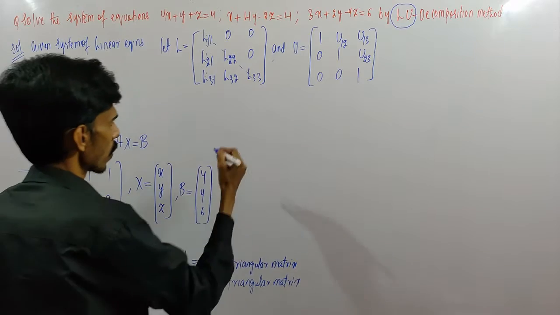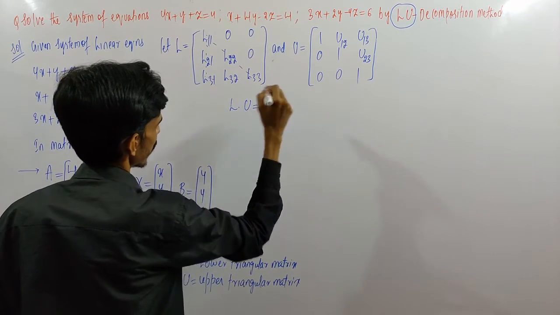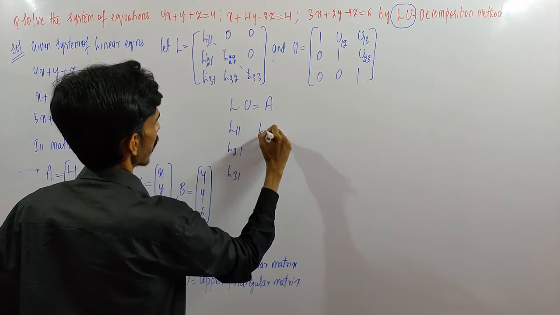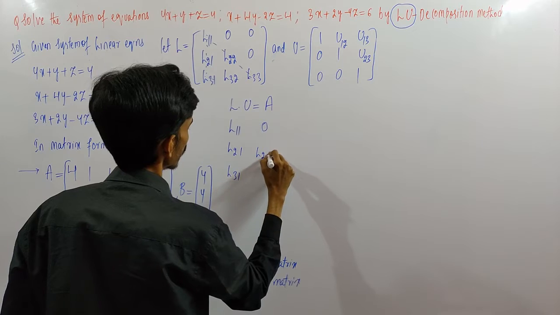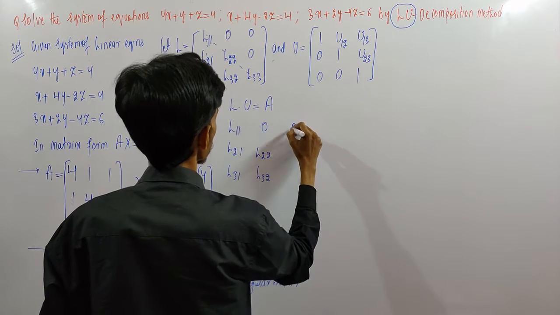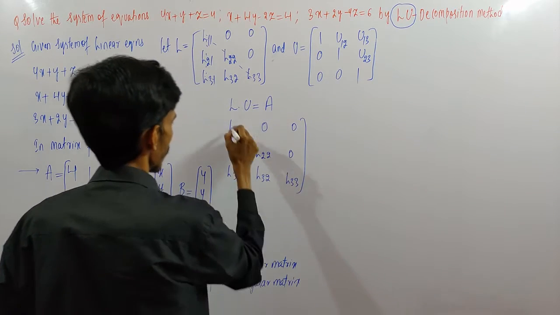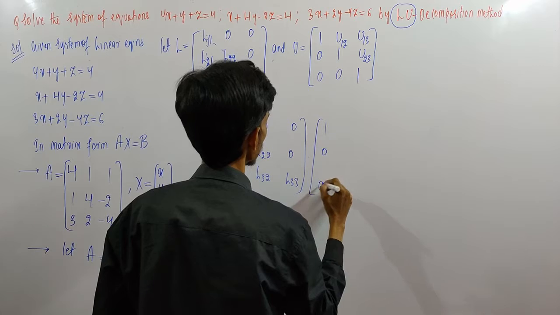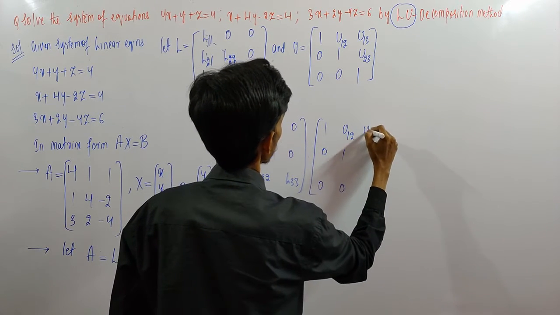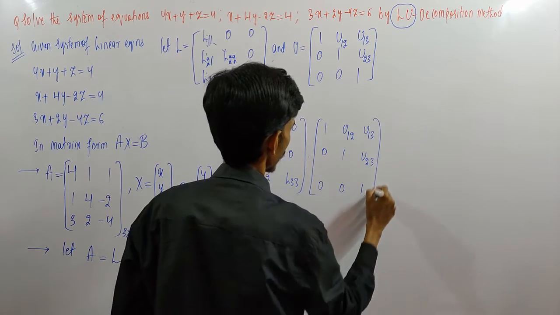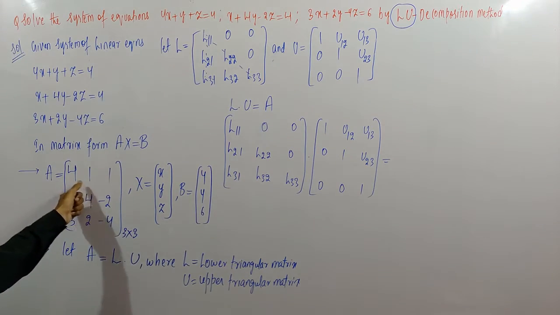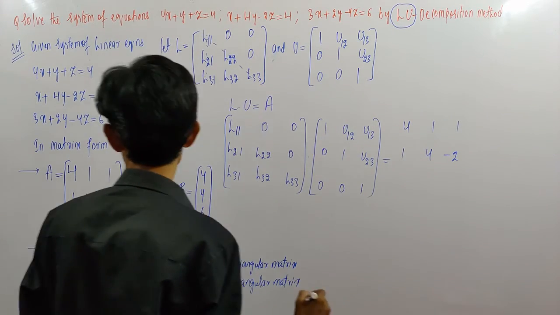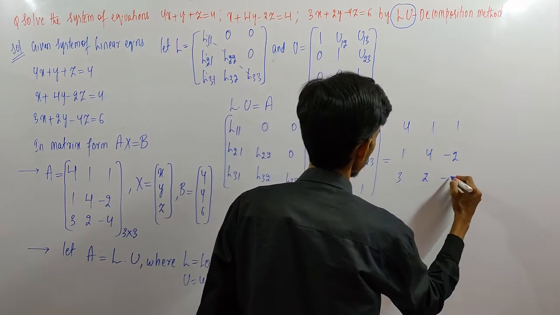Let us take LU first on the left-hand side. L into U is taken as A. So L is L11, 0, 0, L21, L22, 0, L31, L32, L33, a 3 by 3 matrix multiplied with U, which is 1, U12, U13, 0, 1, U23, 0, 0, 1, is equal to the A matrix: 4, 1, 1, 1, 4, minus 2, 3, 2, minus 4.